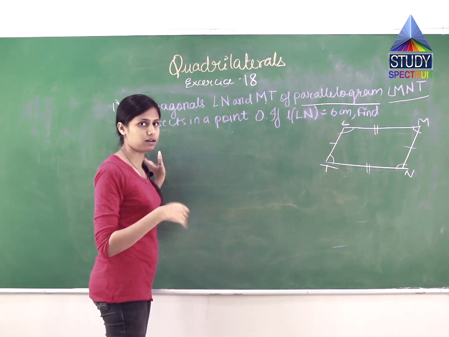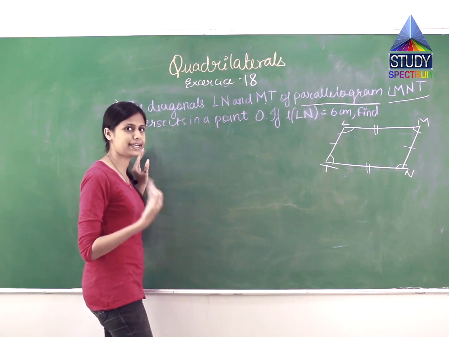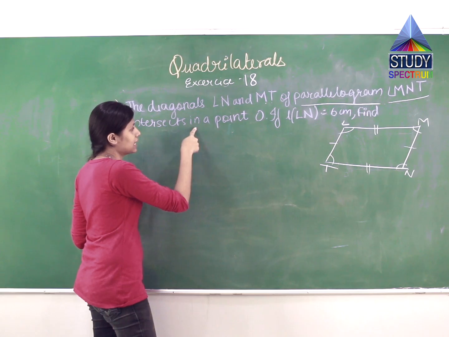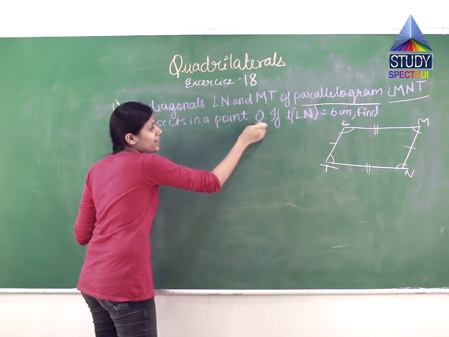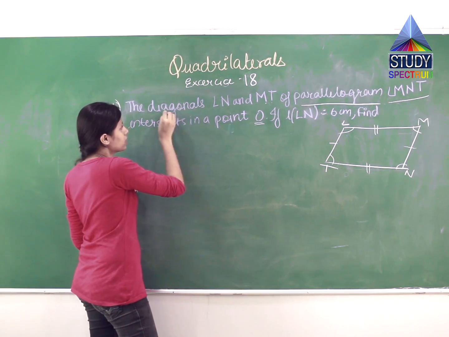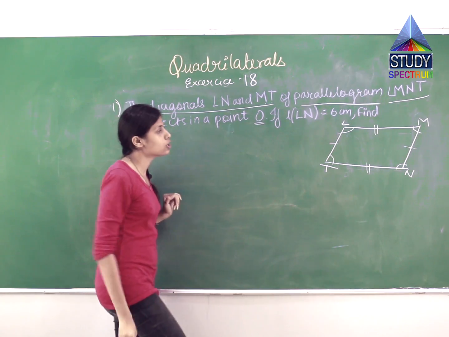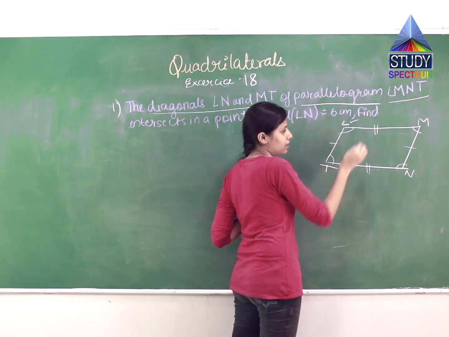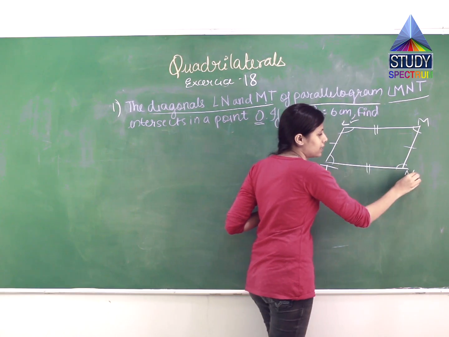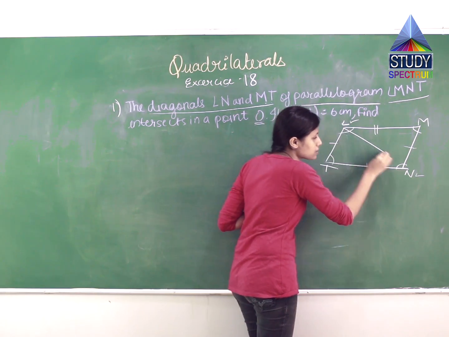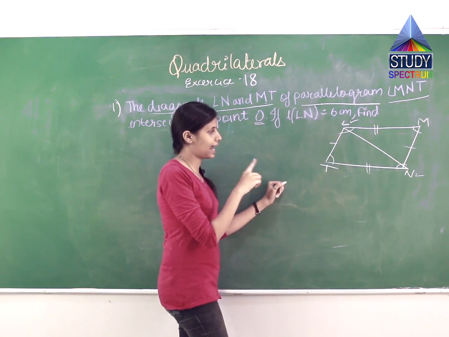Now let us read the additional information provided in the question. Intersects at a point O. What intersects at the point O? See over here, it is given in the first statement, diagonal LN and MT. So where is L? It is over here. Where is N? It is over here. So joining these both, we get the diagonal LN.